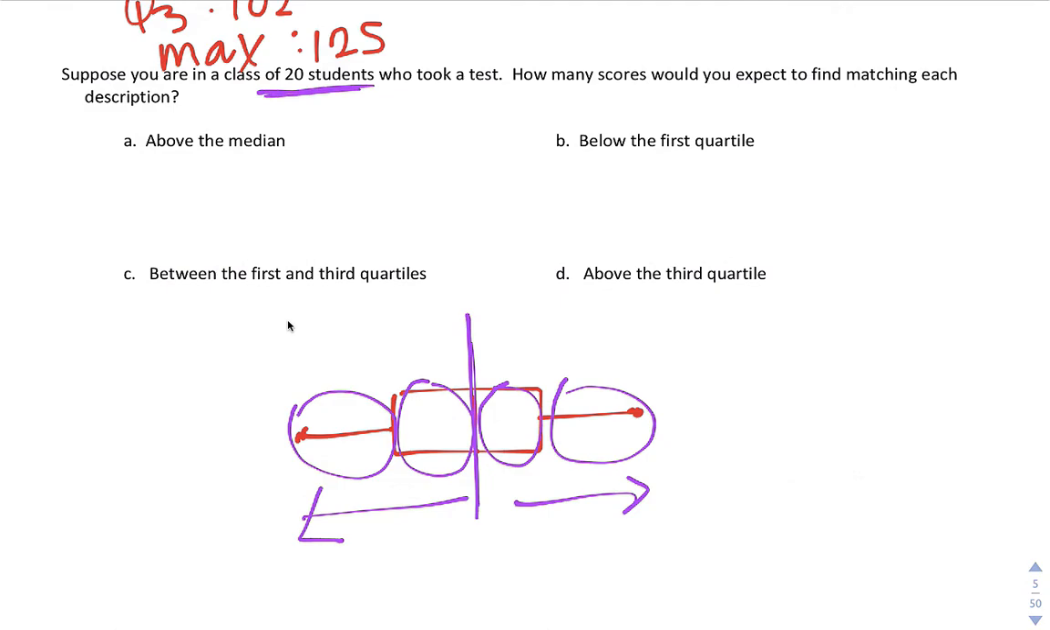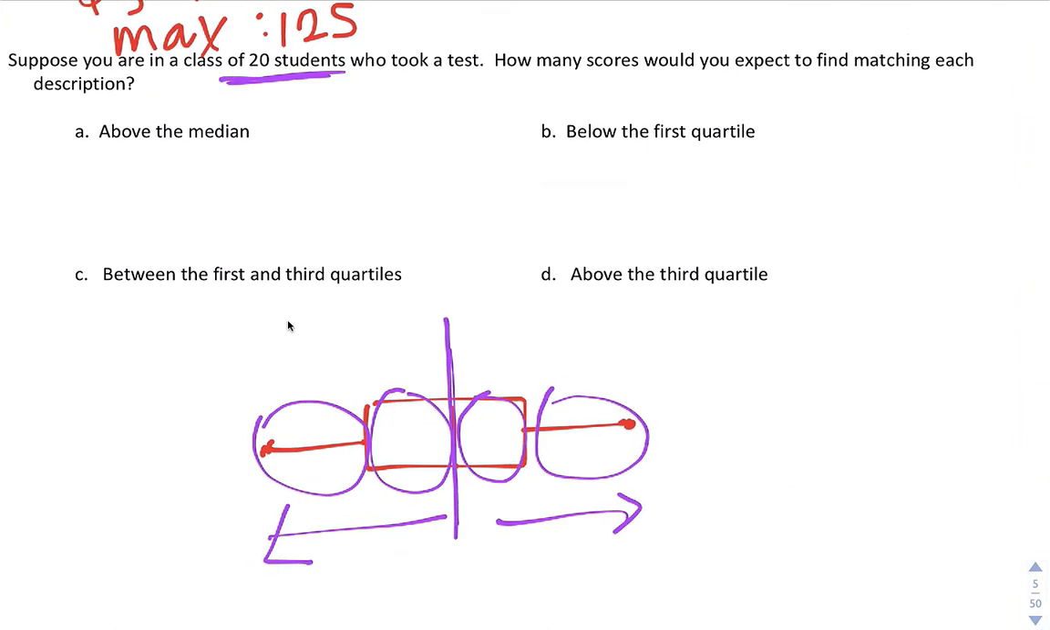Let's say there's 20 students in the class. I just picked that number. It was easy. How many scores would you expect to find above the median? All right, well, here's the median. Above the median, that's half the data. What's half of 20? 10 students you would expect to see above the median.